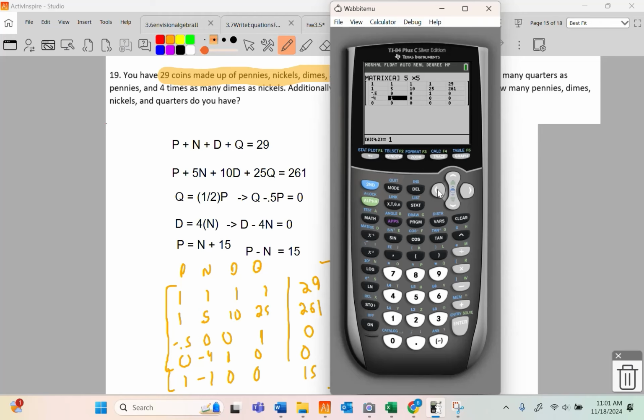Nope, I have a typo somewhere, don't I? Where's your 0, 1? That's supposed to be a 0. -4, 1, 0, 0. That's a 1. All right, I'm going to quit. I've already done this before in the previous problems. There's double RREF. And there's my answer.